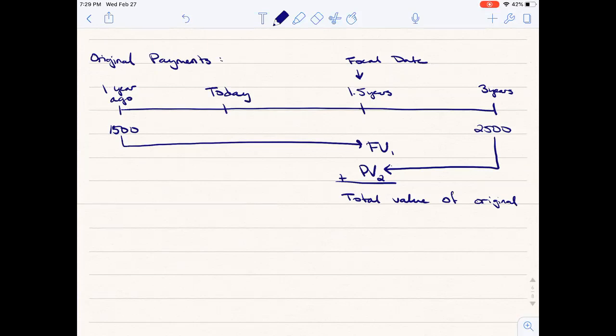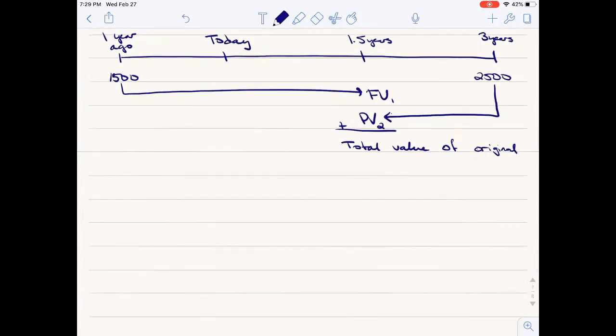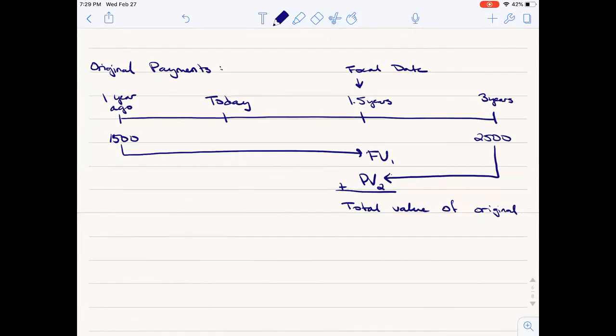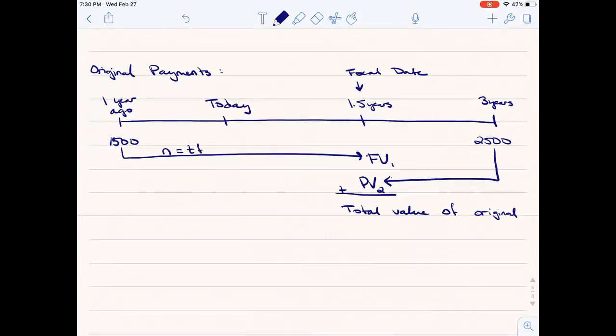You're going to find out what it's worth at 1.5 years. And then let's finish this timeline first. So here on the arrows, we're going to put n. N is time times the frequency. Time is the distance of the arrow. From 1 year ago to 1.5 years from now, time is 2.5.